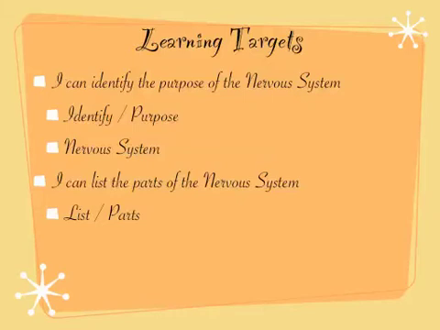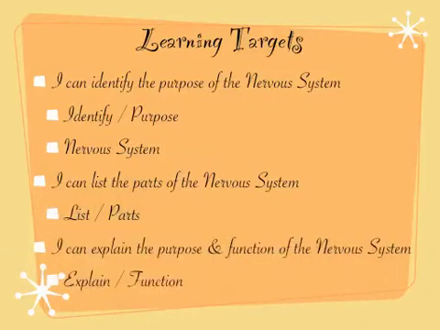The final learning target is that you can explain the purpose and the function of the nervous system. In order to explain something, you need to include details and a description. The function is how something works. So how do all the different parts of the nervous system work together?